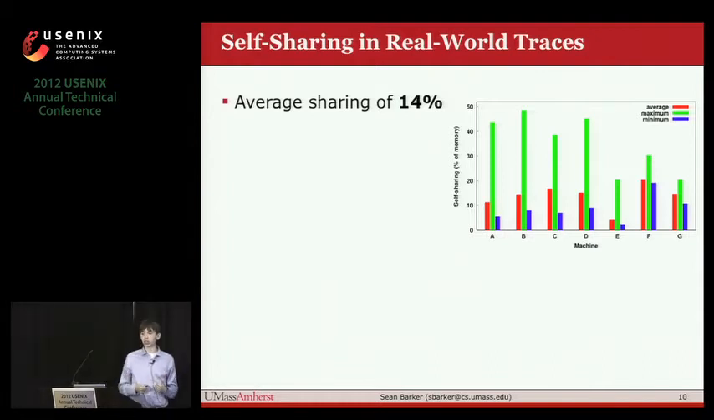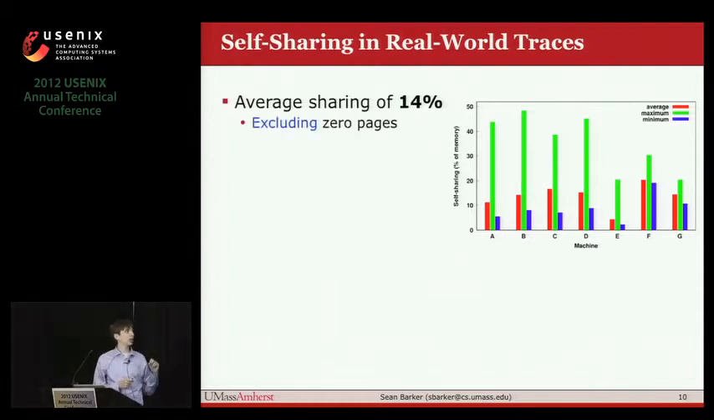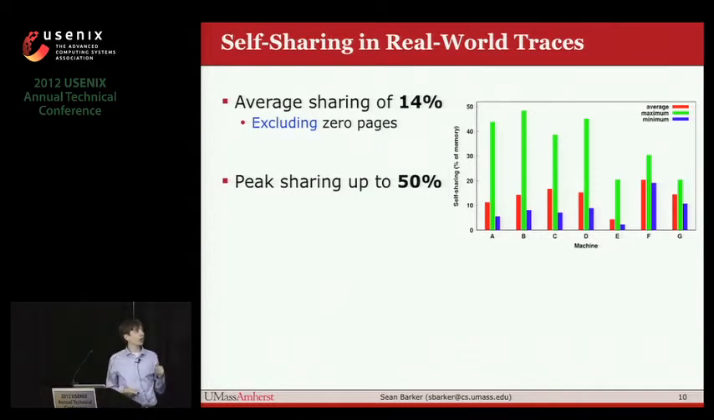And it's also important to consider that this is actually entirely excluding zero pages. In general, we're not too interested in looking at zero pages because most zero pages tend to be pretty short-lived and thus are not excellent sharing candidates. But if we included zero pages, those numbers would increase somewhat. We also see that there's peak sharing up to as high as 50%. So this indicates that at some point over this week-long period, a lot of these machines had a very, very high level of internal redundancy.